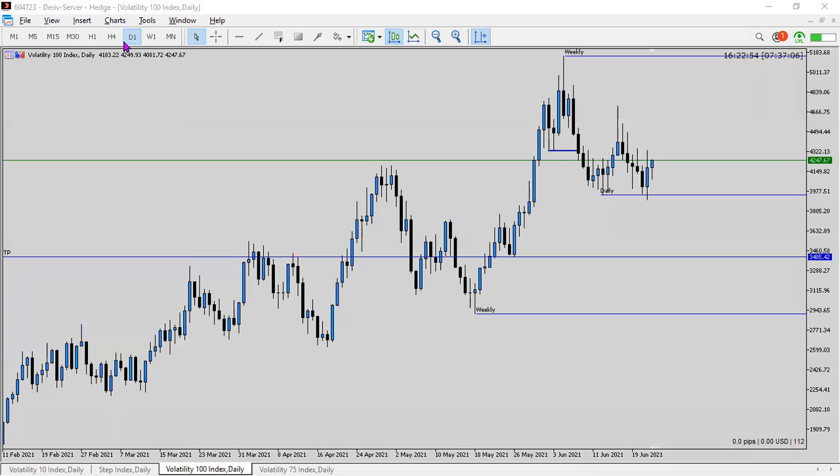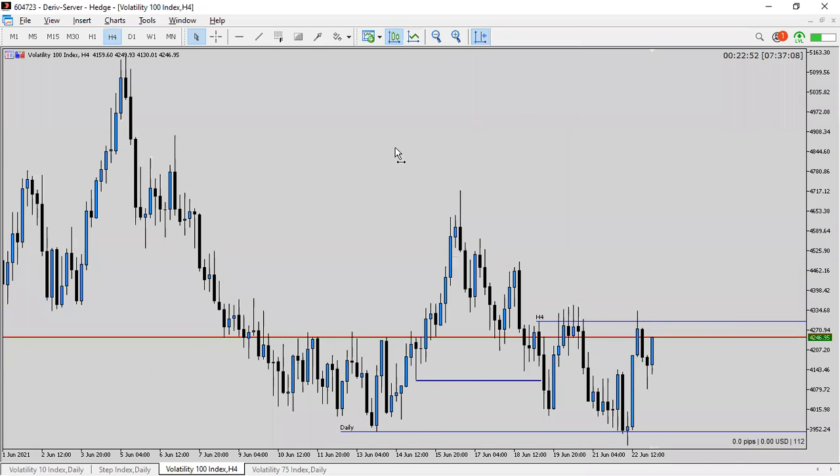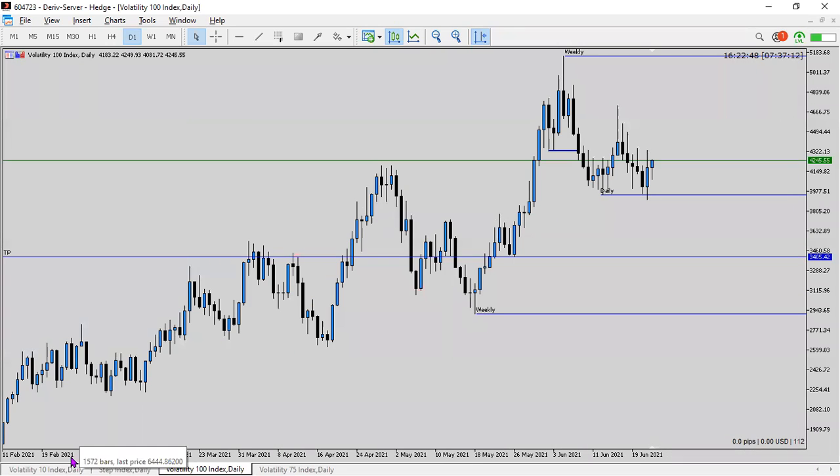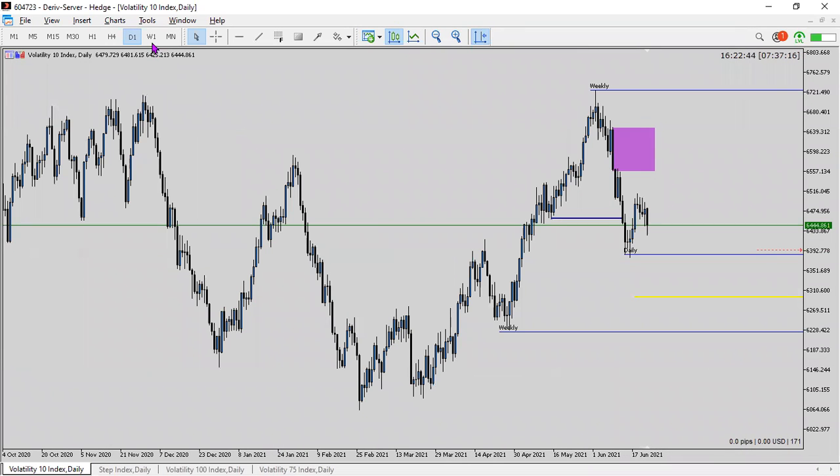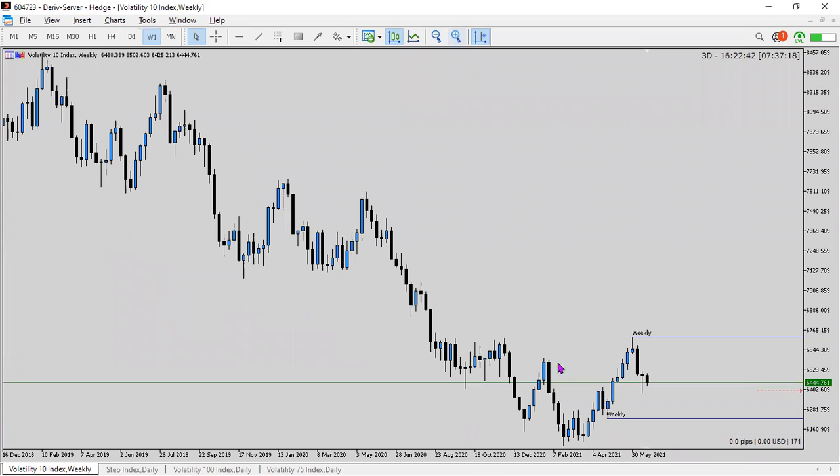Moving on from there to the 4 hour, there's not really much I can speak about on the 4 hour. Let's move on to volatility 100. On the weekly time frame, we did speak about the fact that we would be seeing some bullishness on volatility 100 this week. We have seen a pretty strong reaction already, but let's see what we got on the lower time frame.